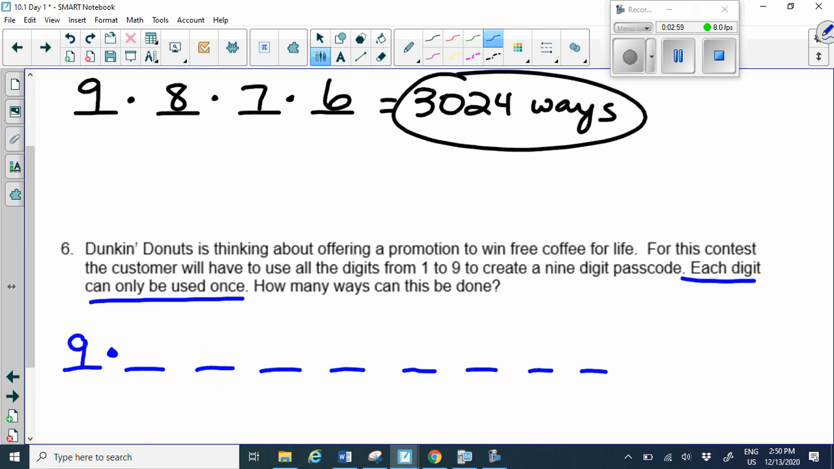But once I use that digit and I go to my second digit, I can't use that first digit anymore. So how many options am I left with? That should be 8. Well, now what about the next one? 7. Okay, what about the next one there? 6. Then 5. And we have 4 options here. 3 and 2 and 1. Okay. So now we multiply this out.